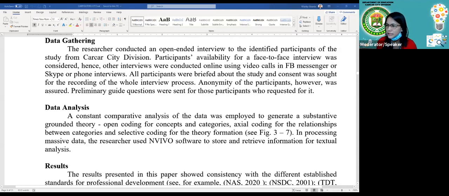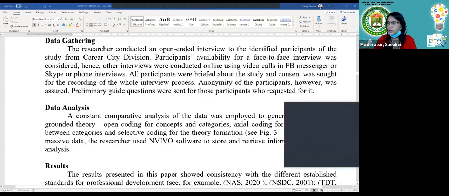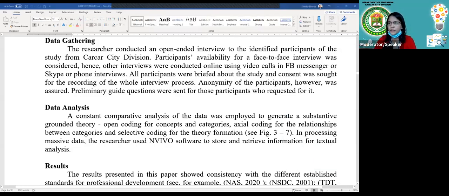Then anonymity of the participants, however, was assured. And preliminary guide questions were sent for those participants who requested for it. Because there are participants who would want to really see what you are trying to get from them, so what kind of responses you are expecting from them. That's why some of them would ask for the preliminary guide questions.